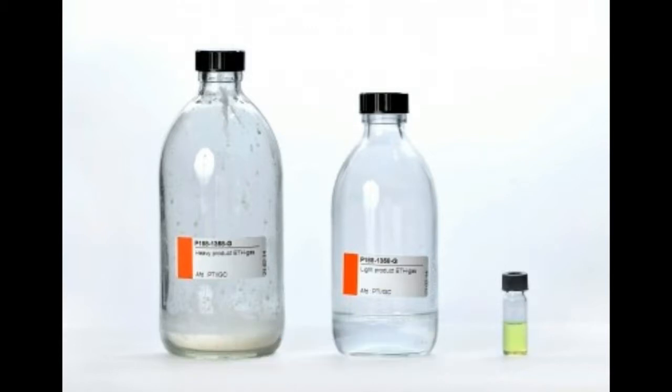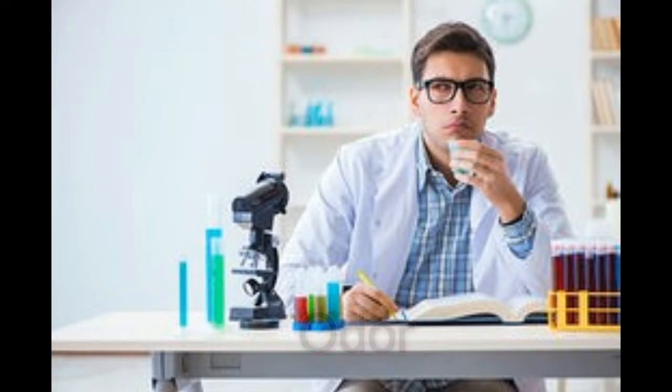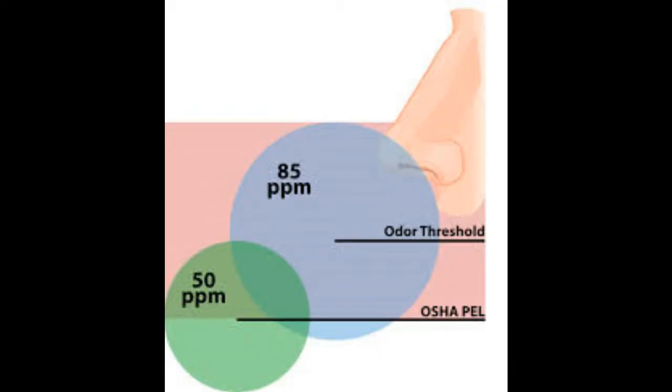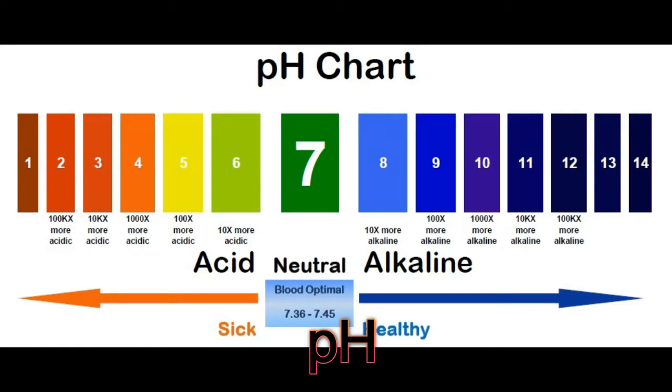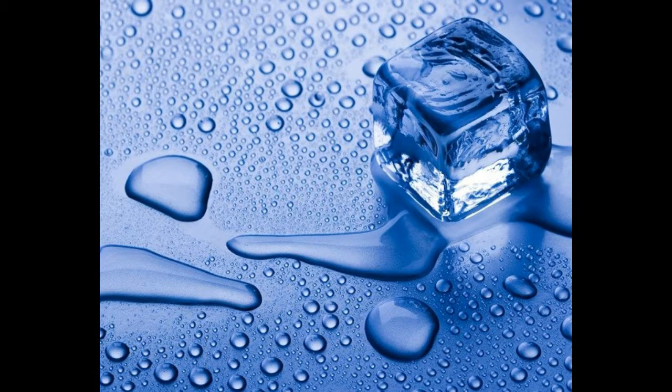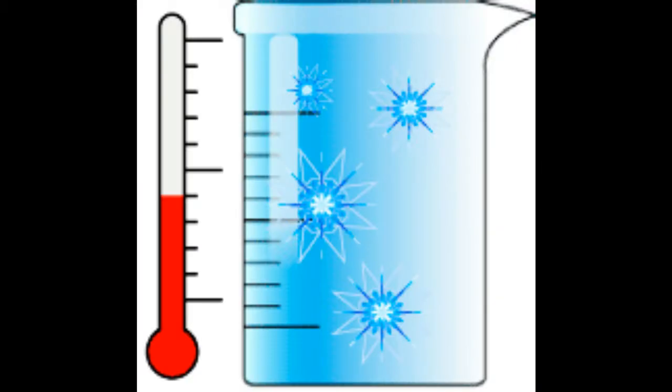Hello everyone, the chemical and physical properties of kerosene are as follows. Appearance: clear to straw-colored liquid. Odor: characteristic petroleum or kerosene-like odor. Odor threshold: 1 ppm typically reported. pH: not applicable. Melting point, freezing point: freezing point can be about -48 degrees Fahrenheit. Freezing requires laboratory conditions.